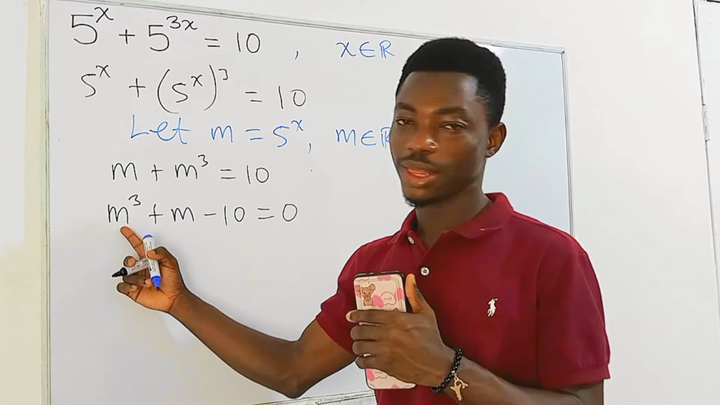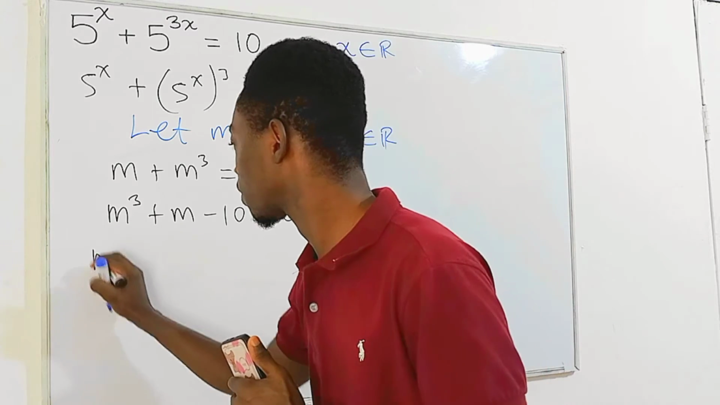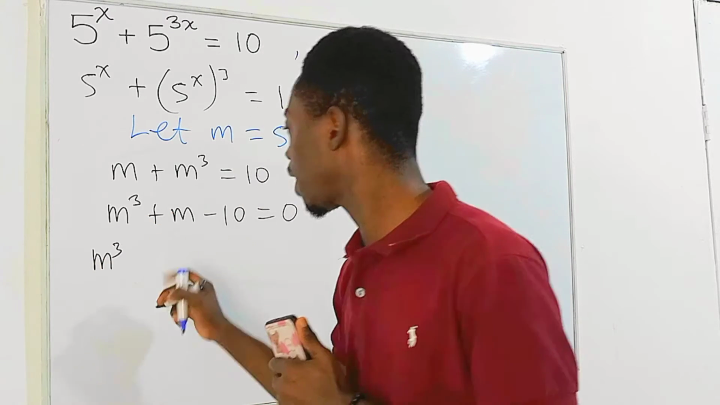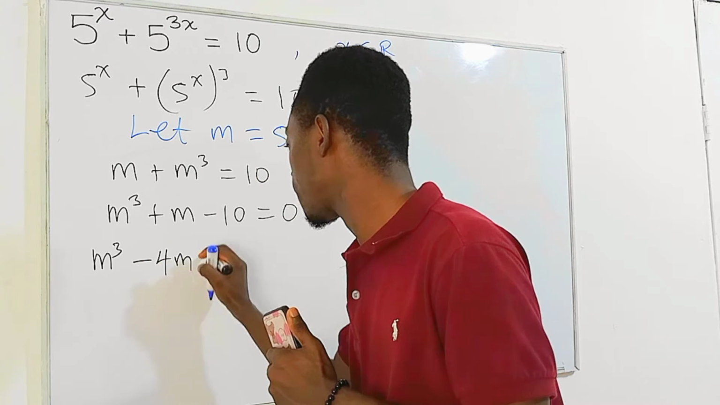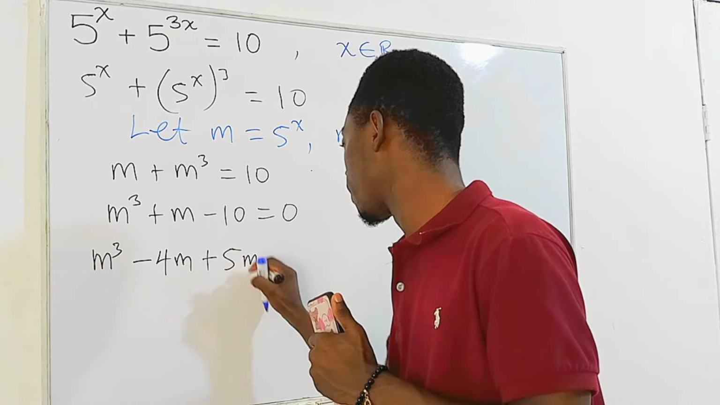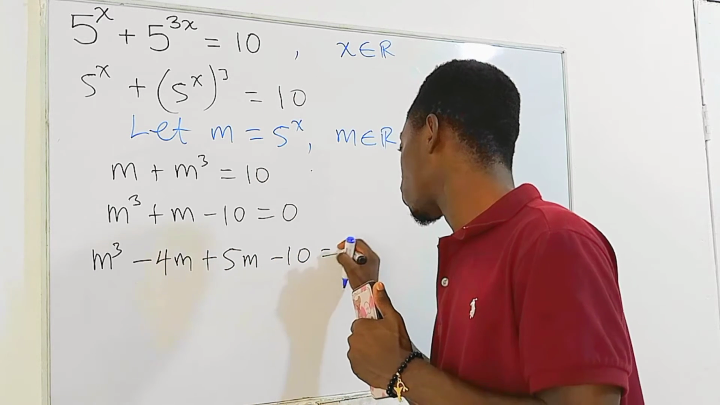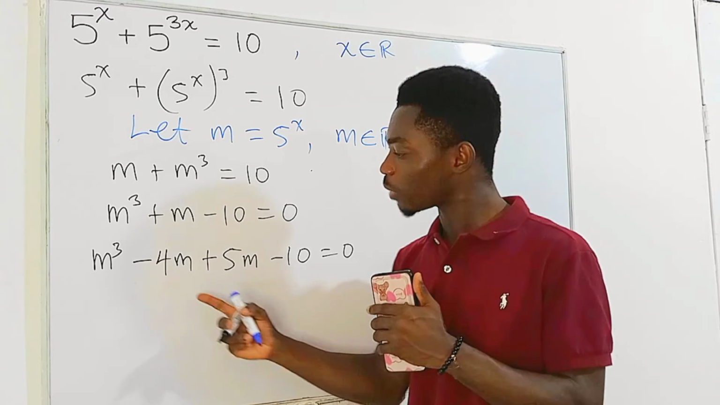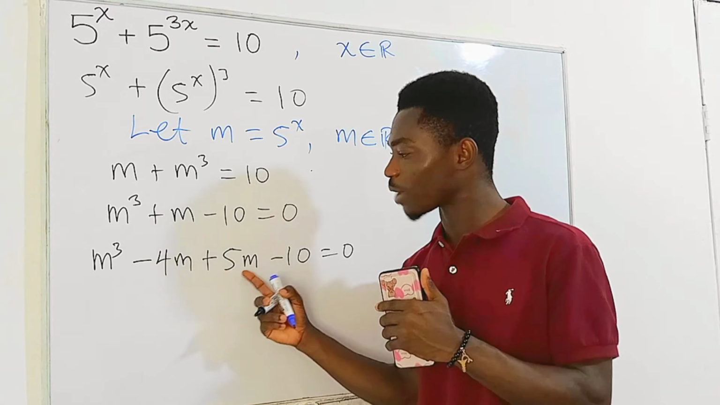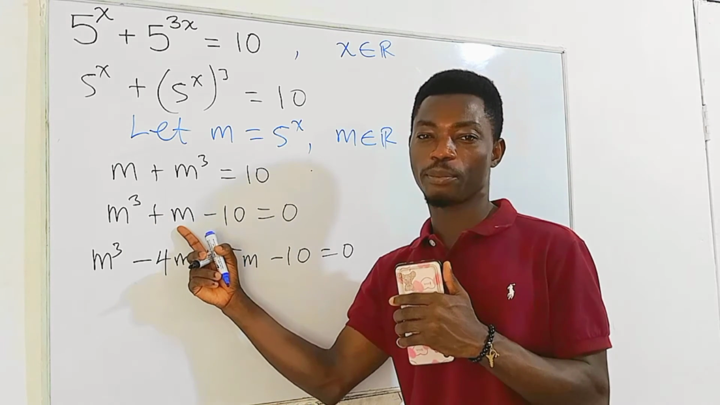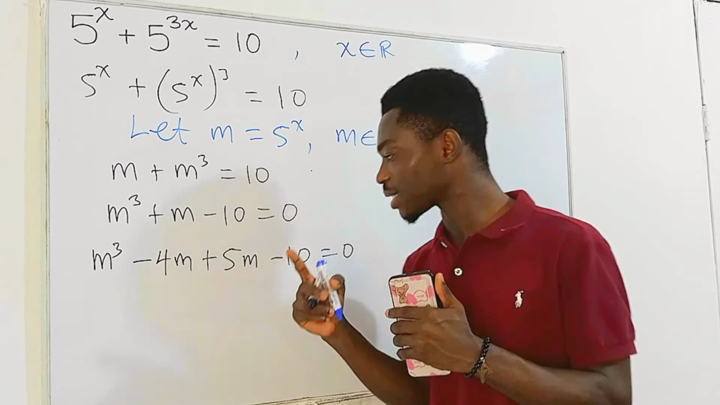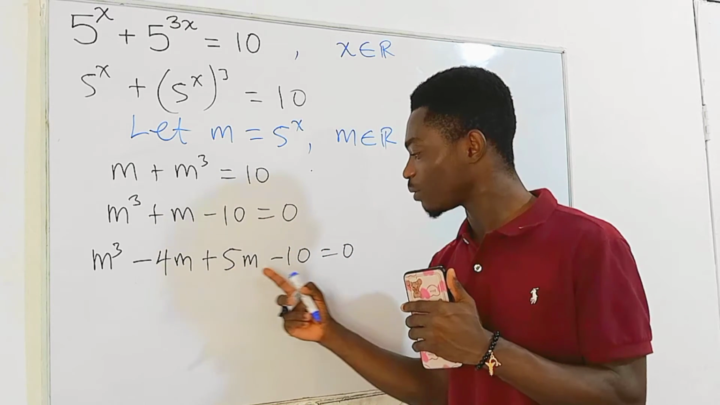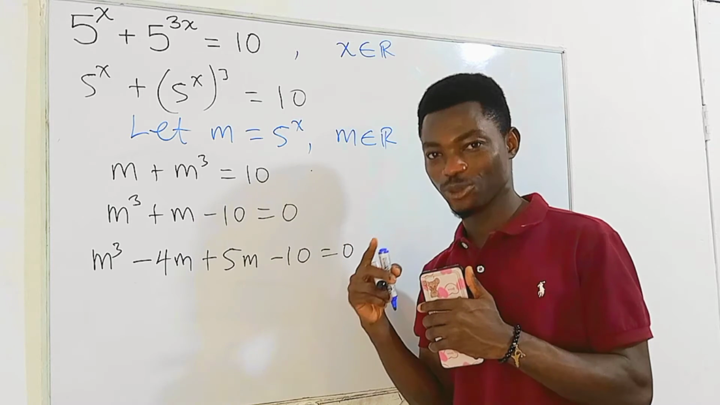I'll just keep this first term right here, that is m cubed. Then for this m, I'm going to rewrite it as minus 4m plus 5m. Then minus 10 is equal to 0. Now you realize that if we sum negative 4m and 5m, we still get m back. So we have done nothing to this m. Now the key thing is that because this 5 can divide this negative 10, we are good to go.